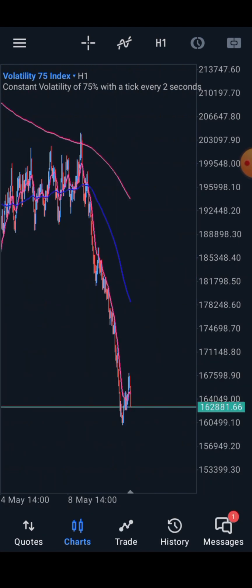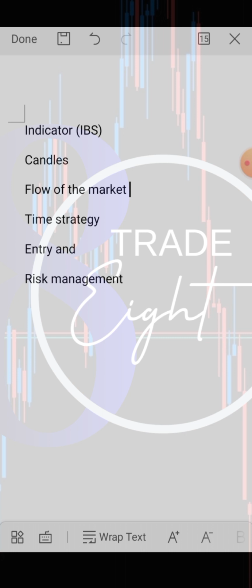That is it for the indicator aspect. I hope you understand and you get it. On part 2, we'll be talking about the candles for entry. That will be the next video. I don't want to make this long.